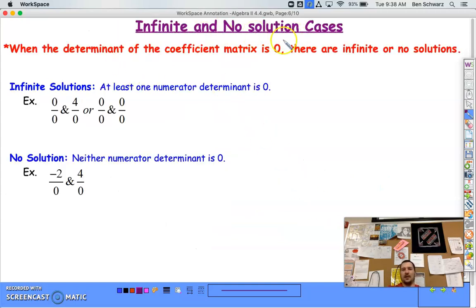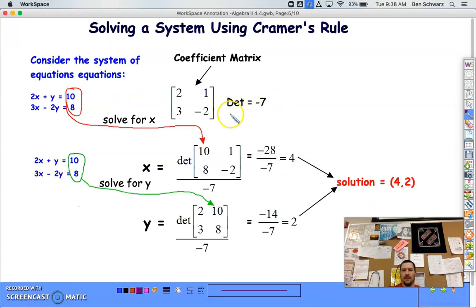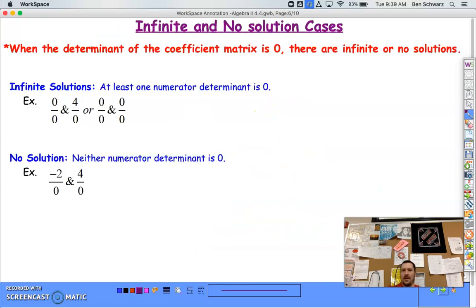We are going to have infinite or no solutions. So obviously, we know we can't be dividing by 0, right? So that's kind of what this all comes to. So when the determinant of the coefficient matrix, so again, that was the first one, this one here, is 0, so this denominator is 0, you're either going to have infinite or no solutions.